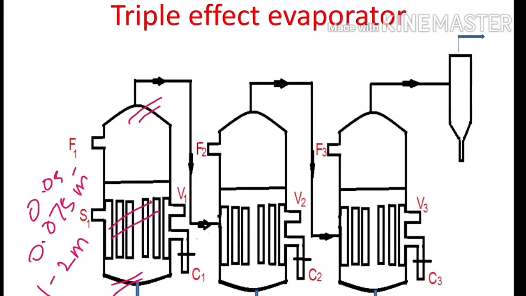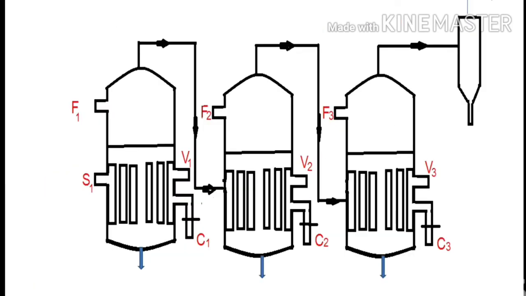It also consists of a feed inlet. You can also see the steam inlet in this figure, a non-condensed gas outlet, and a condensate outlet. Here you can see a product discharge outlet, and a vapor outlet is present at the top of the evaporator. So these are the important parts present in a vertical tube evaporator. Now let's talk about the working of the triple effect evaporator.